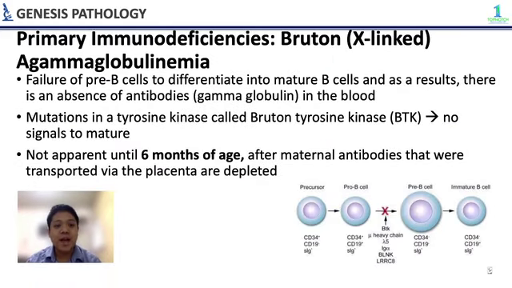Next, you have your Bruton or X-linked agammaglobulinemia. So it is a failure of pre-B cells to differentiate into mature B cells, and as a result, there is an absence of antibodies in the blood. So as we all know, diba, ang B cells, if activated, pwede sila maging plasma cells that produce the antibodies. So mutations in a tyrosine kinase called Bruton tyrosine kinase, walang signals to mature yung B cells. So it isn't apparent until 6 months of age, again, after maternal antibodies that were transported via the placenta are depleted.